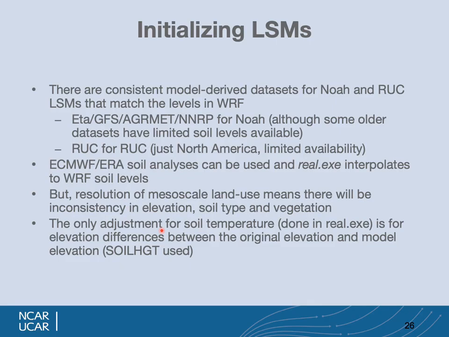But even if you have a consistent land model, the resolution of the mesoscale land use means that there will be inconsistencies in elevation, soil type, and vegetation for a given grid cell in your model compared to the analysis. But the only adjustment we actually do is for the soil temperature, which we can adjust for elevation because we know the elevation of the original data set from the soil height data that comes in with MetGrid, from the MetGrid table, which comes from the same place as the soil data. So soil height is the original height, and we do just an elevation adjustment for soil. That's the only adjustment we actually can carry out.